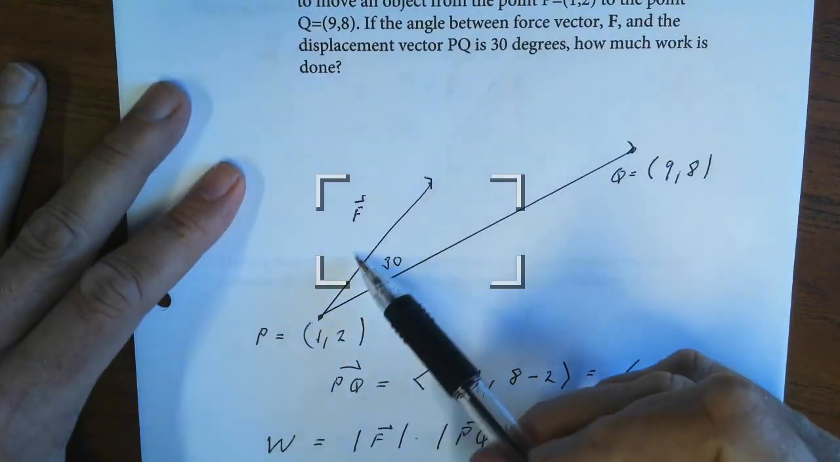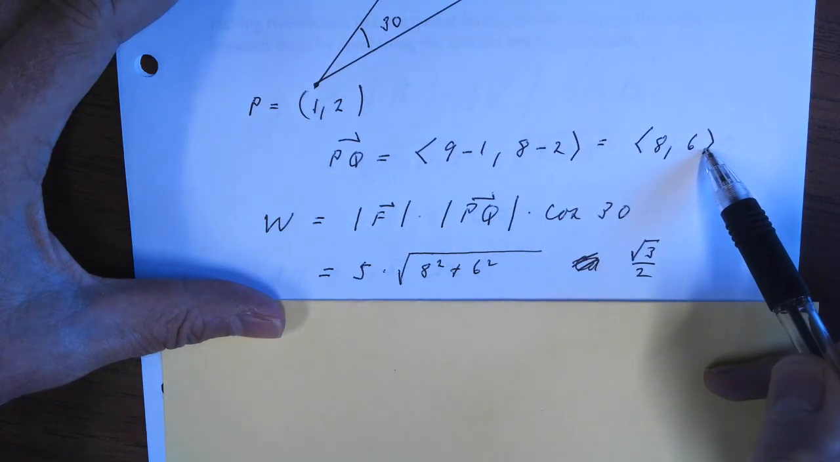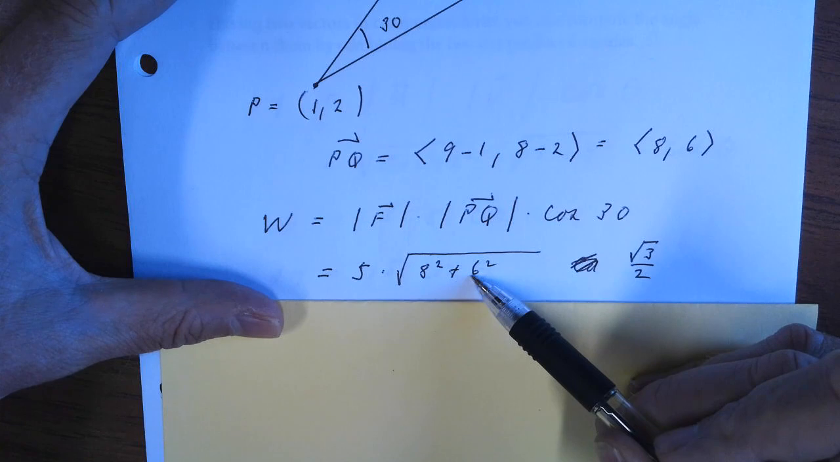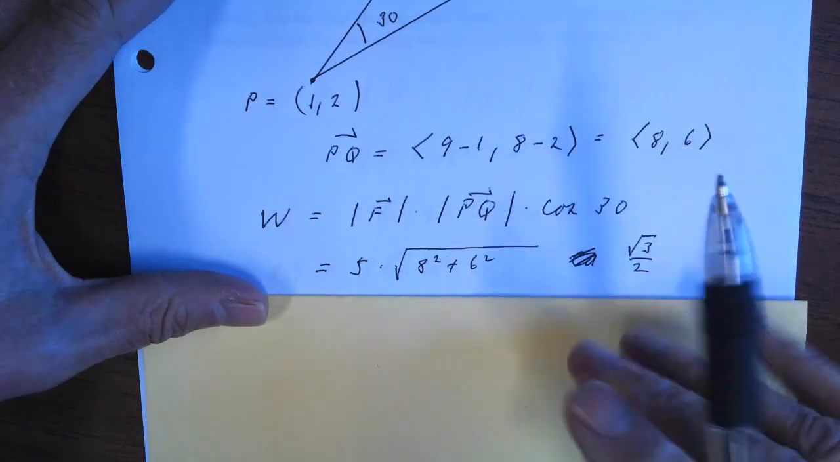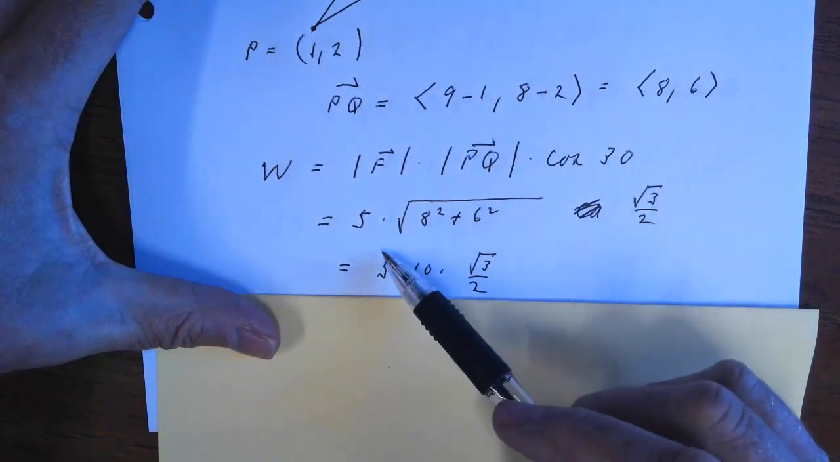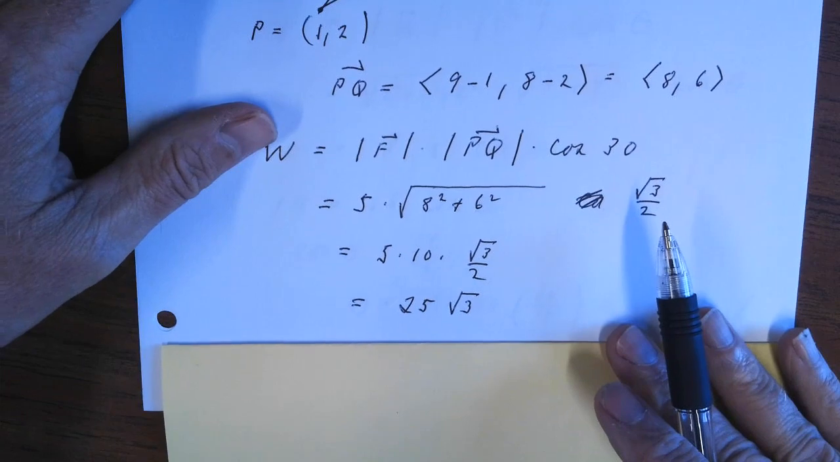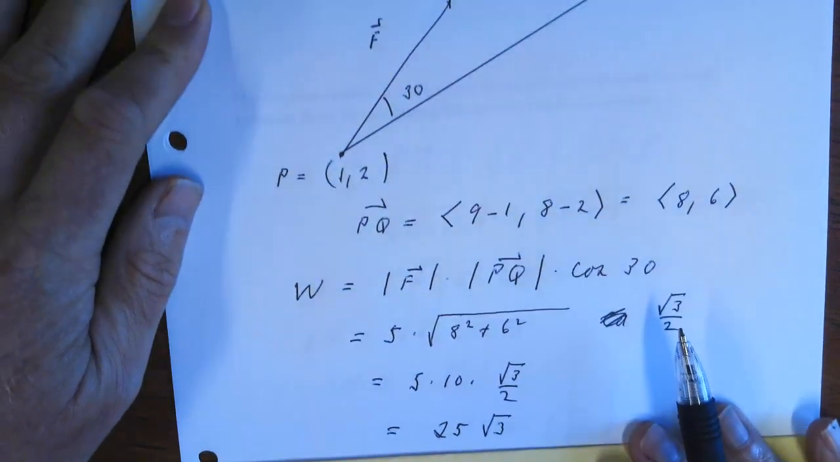Now the magnitude of F was 5, and if we compute the length of the vector 8, 6, 8 squared plus 6 squared gives me 100. So I'd have the square root of 100, which is 10. 5 times 10, and the cosine of 30 degrees is root 3 over 2, so all of this simplifies to be 25 times the square root of 3.